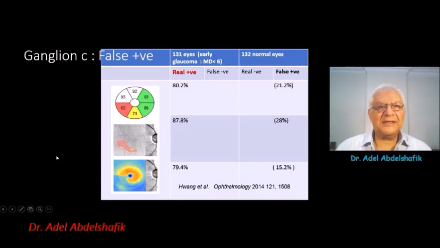Again, ganglion cells, they help in the diagnosis of glaucoma. In this study, these are the group of 130 patients. This is the incidence of changes in this group. But also the same study showed that a group of 132 normal persons, they show changes. This change was visible in 21% of the normal. This change was visible in 28% of the normal. This change was visible in 15% of the normal.